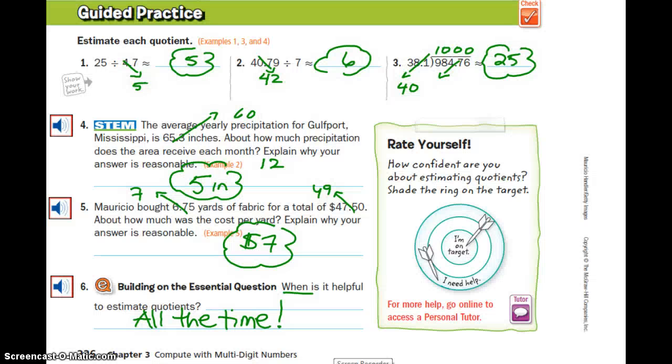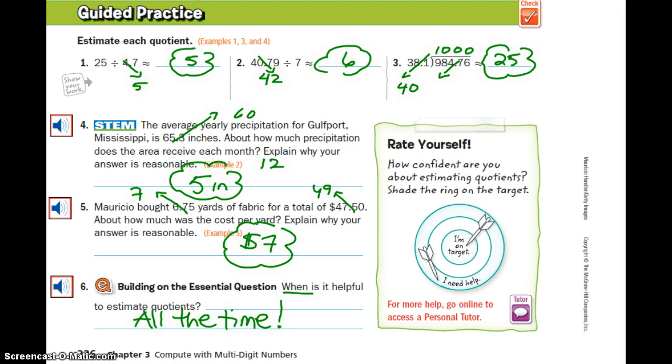Did you get what I got in number 1? I got 5. Number 2, I got 6. Number 3, I got 25. Let's talk about number 3. I rounded it to 40 and to 1,000. And I know that in looking at money, again, 4 quarters make $1. So I knew that my answer was 25 based on the fact that I thought about it in terms of money. Number 4, I got 5 inches. Number 5, I got $7.